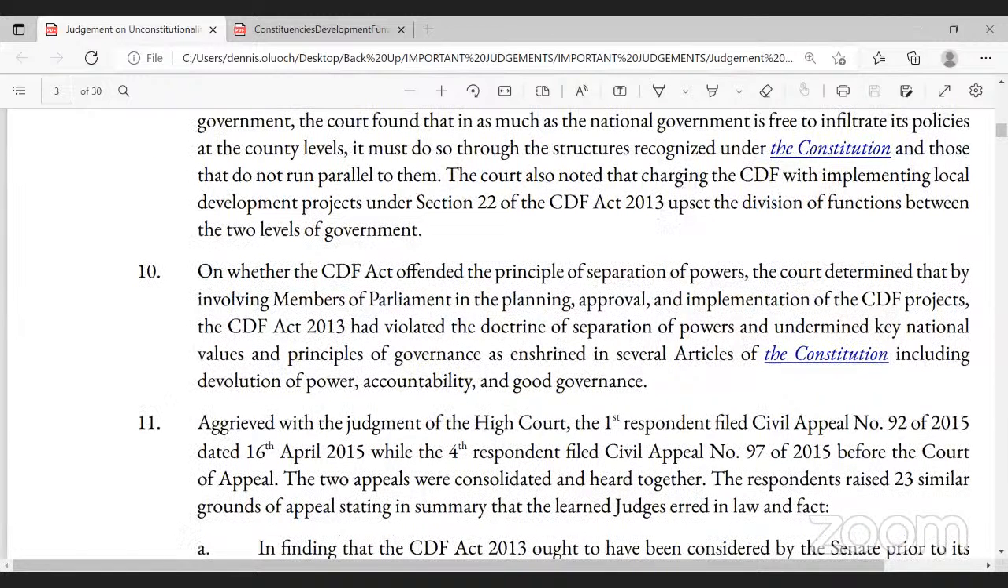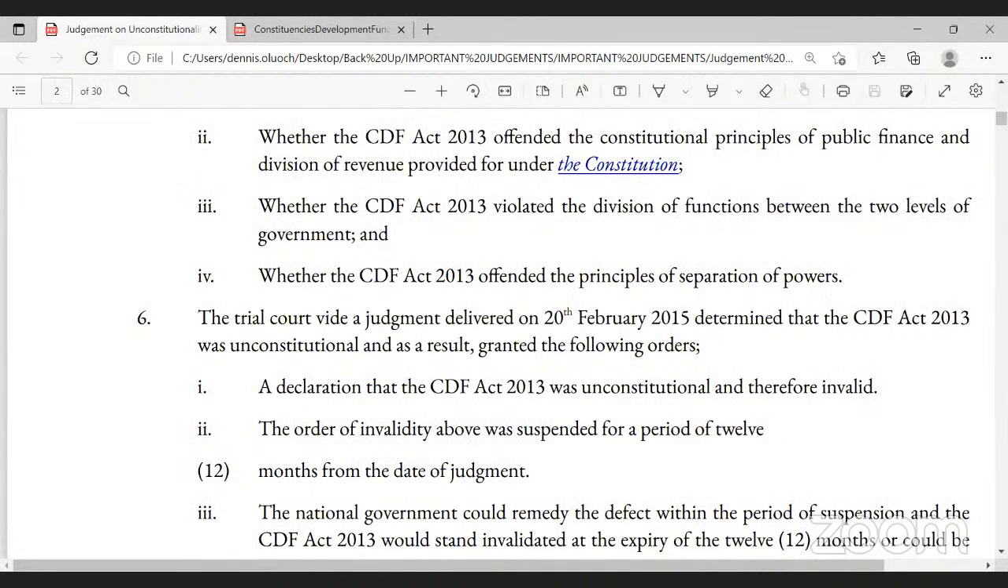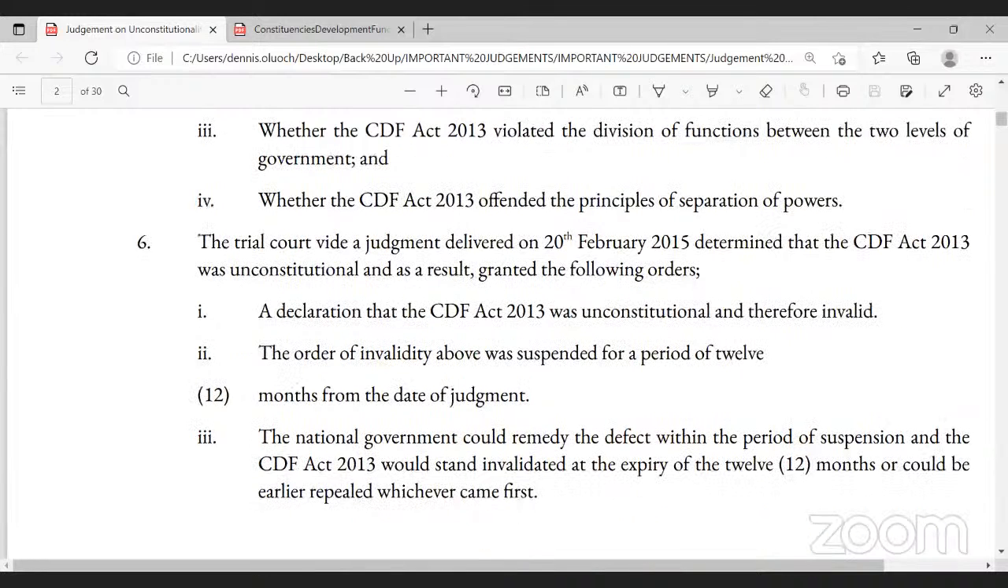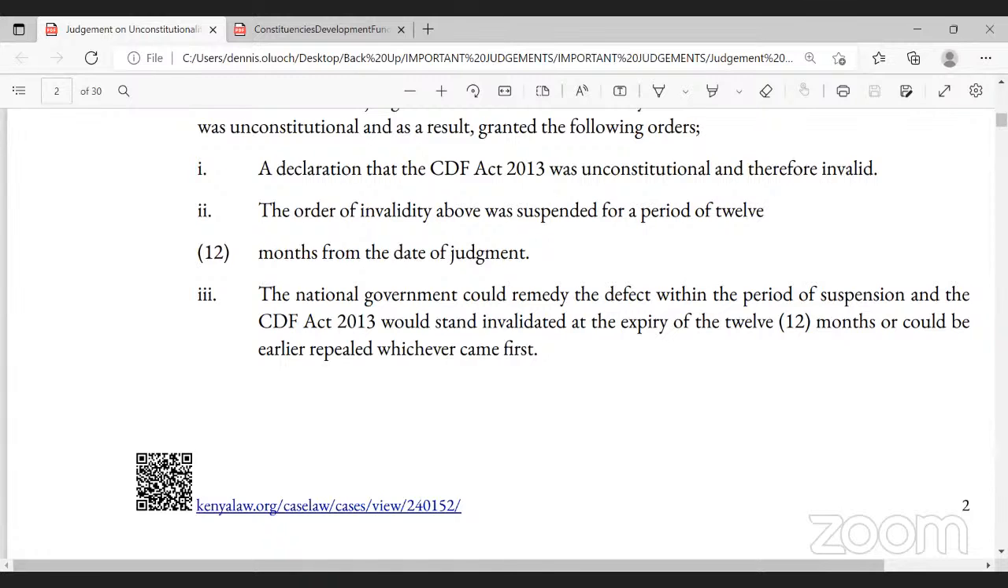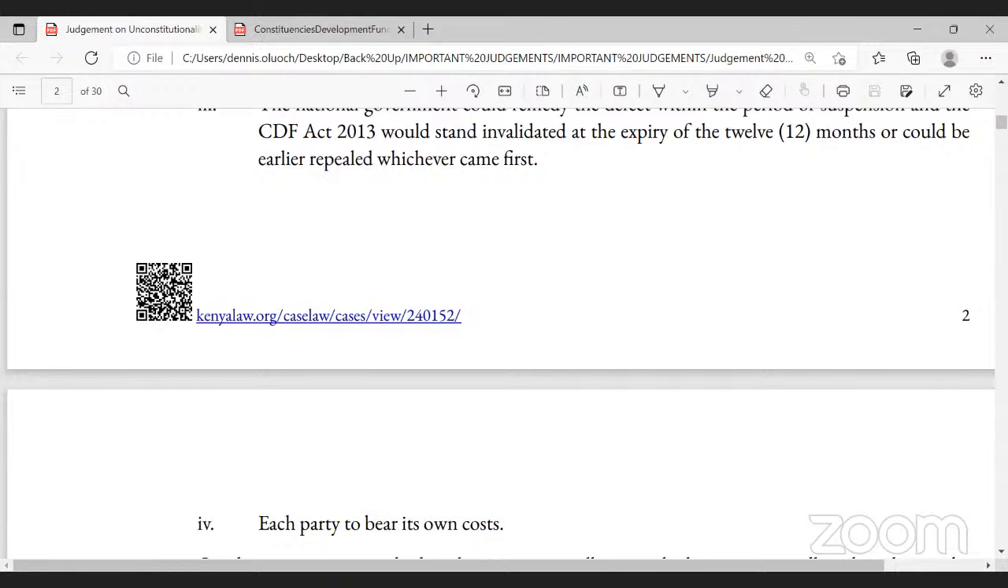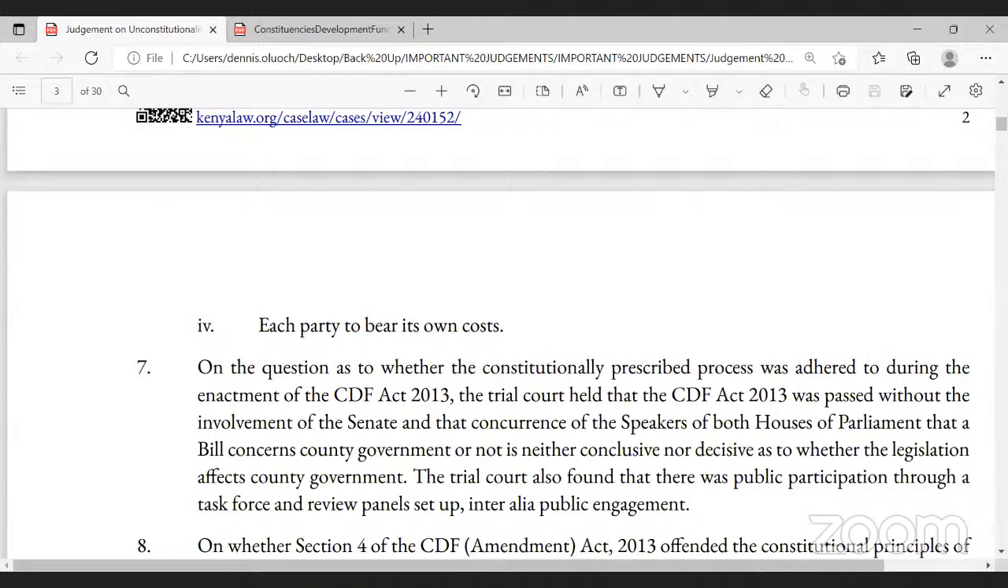Number 6: the trial court, by the judgment delivered on 20th February 2015, determined that the CDF Act 2013 was unconstitutional, and as a result granted the following orders. Number 1, a declaration that the CDF Act 2013 was unconstitutional and therefore invalid. The order of invalidity was suspended for a period of 12 months from the date of judgment. The national government could remedy the defect within the period of suspension, and the CDF Act 2013 would stand invalidated at the expiry of the 12 months, or could be repealed earlier, whichever came first. Each party was to bear its own costs.